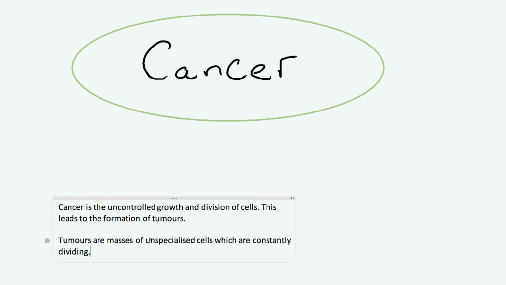Now, importantly, I've said that they're unspecialised, right? Whereas most of our cells are specialised. So when a cell becomes cancerous, it basically stops doing its job properly because it's constantly dividing and growing, right? So whereas before it might have been a skin cell, right? If that turns into skin cancer, then that skin cell is not doing its normal job anymore. Instead, it's going to be growing and dividing constantly, and therefore we call it an unspecialised cell.